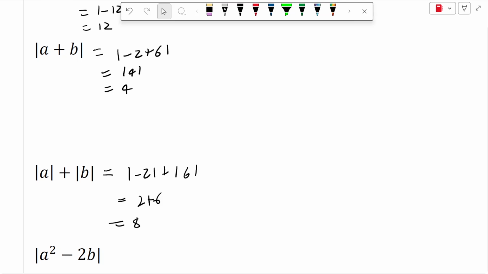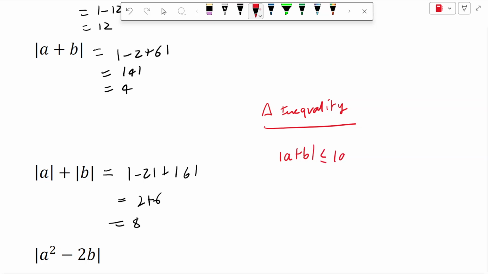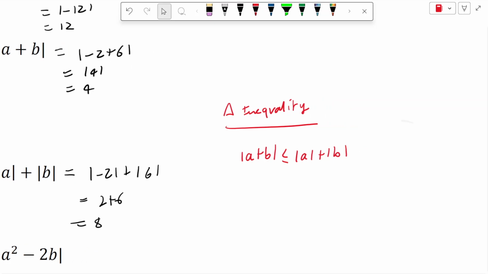Now, one thing I want to note here is that we have something called the triangle inequality. It still holds for absolute values as well. So what the triangle inequality tells you is that mod of a plus b is always less than or equal to mod of a plus mod of b. And that's true. It's very useful to know that.